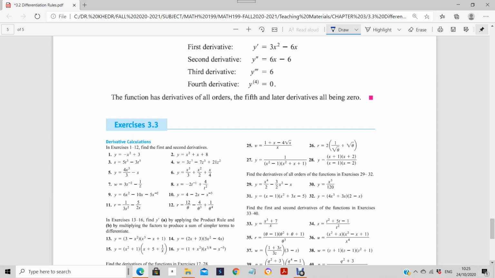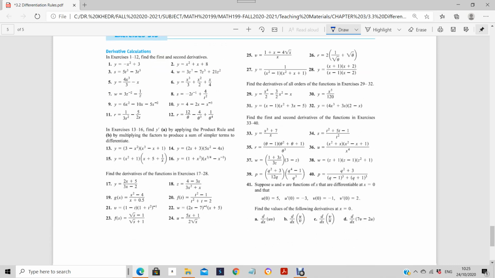Now here in this slide, we have some questions from your textbook, and we can apply the differentiation rules to solve all these questions. So I will stop here, and then in our class we might attempt some of these questions, and you can solve the rest of them at home.